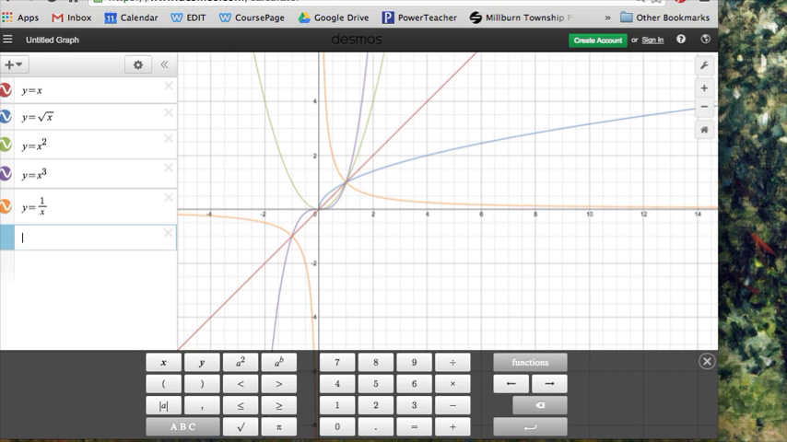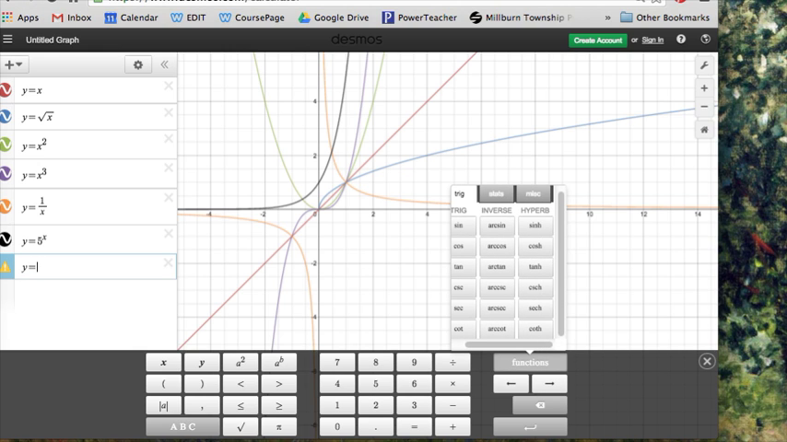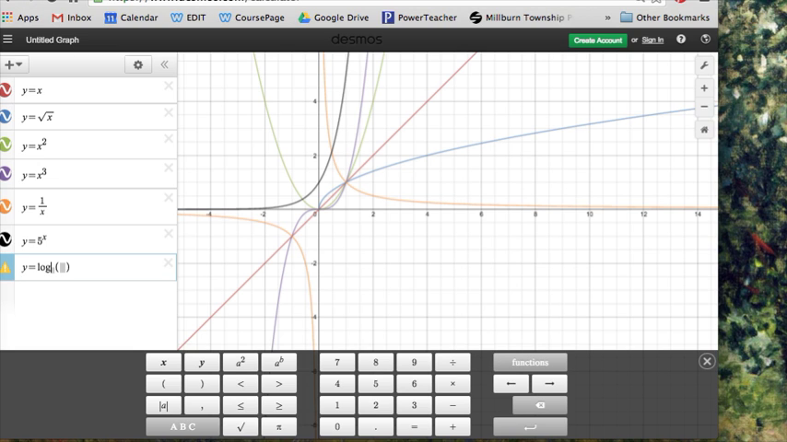We learned about exponential. And we learned about logarithms. If you want to do a log of any base, go to functions, miscellaneous, log base A. I'll do the inverse, and there's a log.